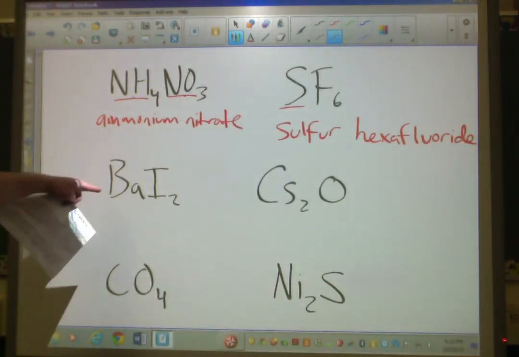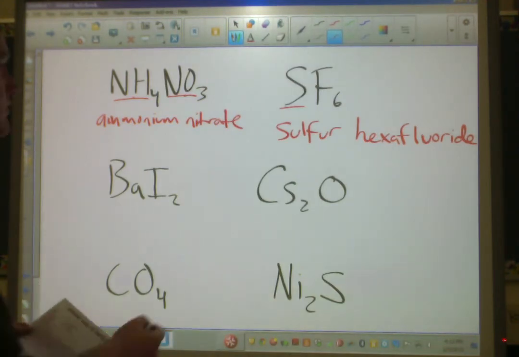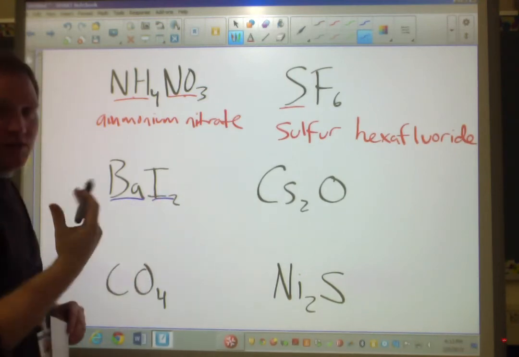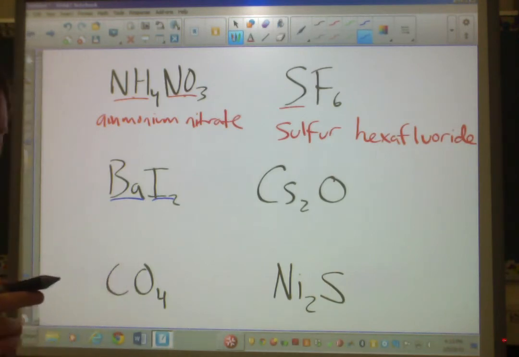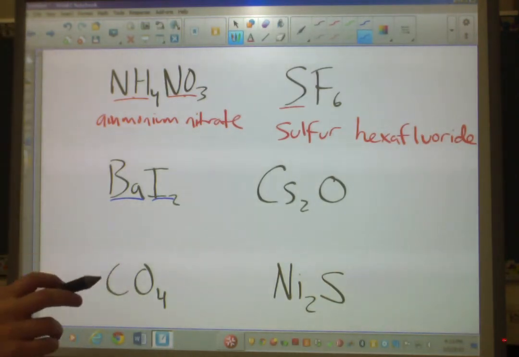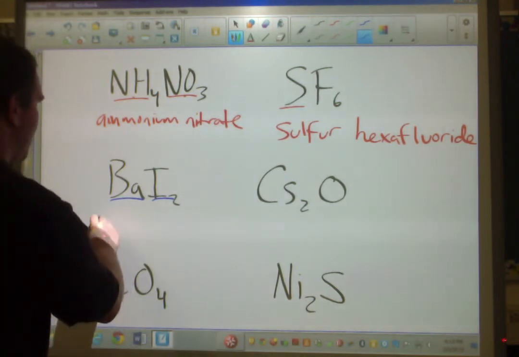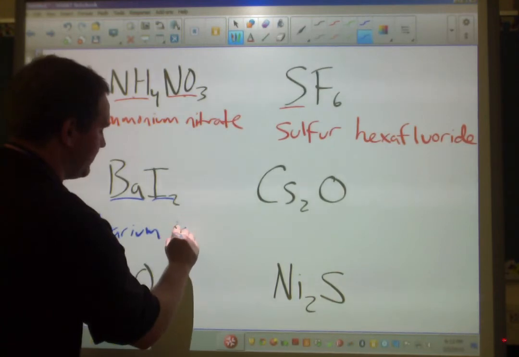Next example, BaI2. First step, is this ionic or covalent? Barium is a metal. Iodine is a nonmetal. This is going to be ionic. So next question I ask myself, do I know what the charge of the metal is? Yes, I do. Barium is always 2+, so we don't need any Roman numerals. I simply name this barium iodide.